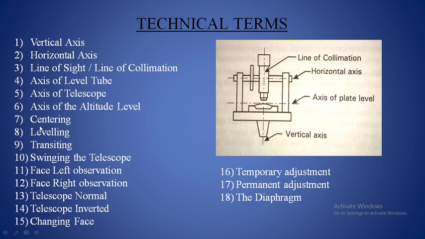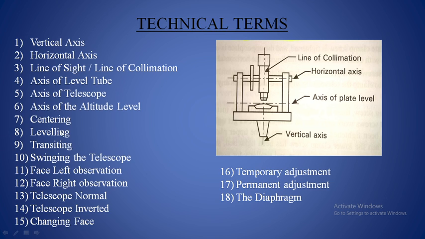So the next term is centering. You all are familiar with the centering term, which you have used when surveying with the prismatic compass and also the dumpy level. Centering means keeping or placing the instrument exactly above the station using the three tripod legs, and with the help of a plumb bob you are going to center the instrument.